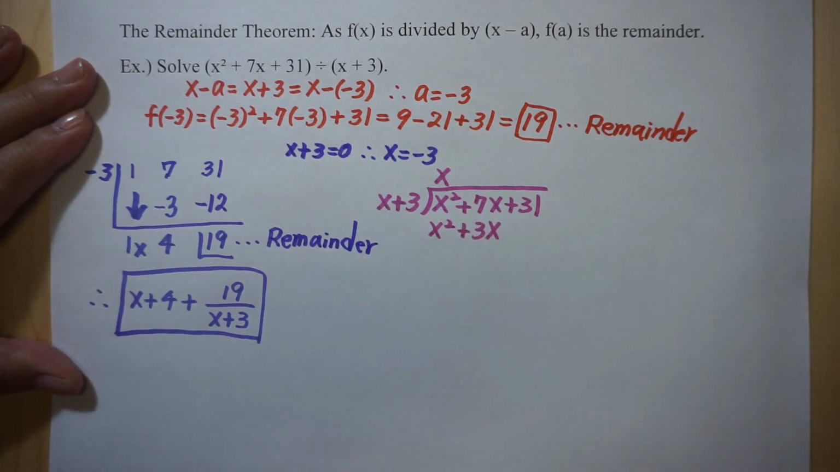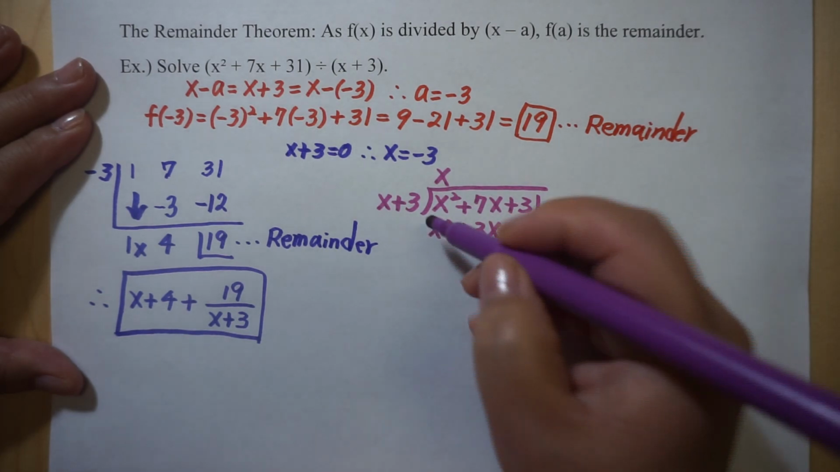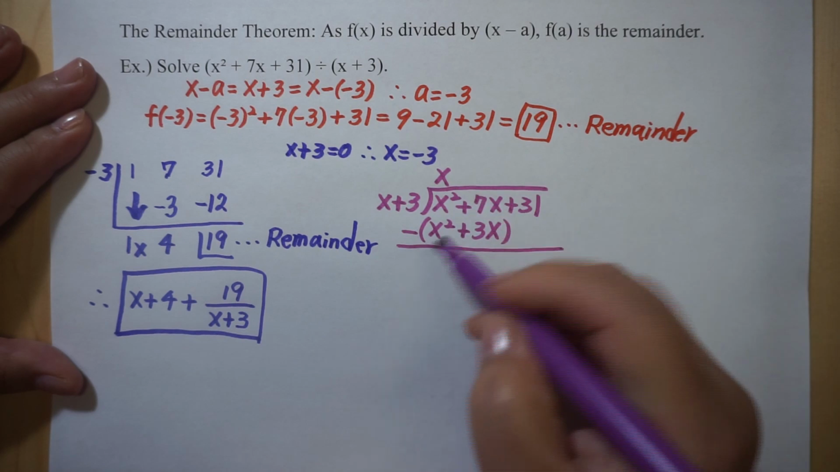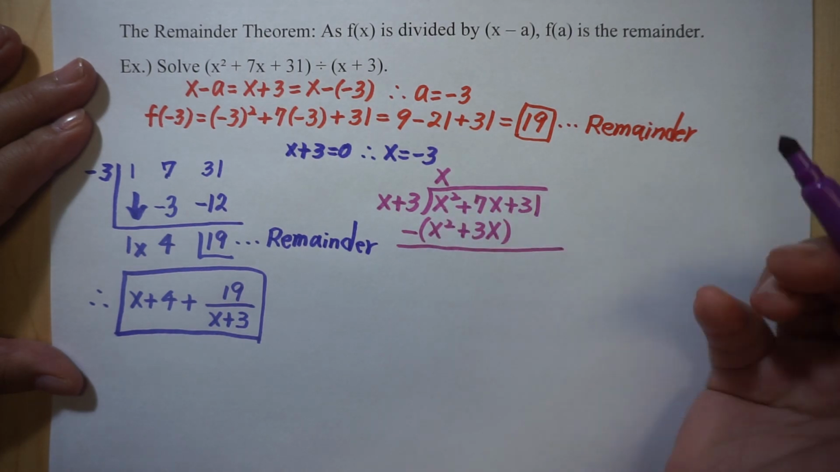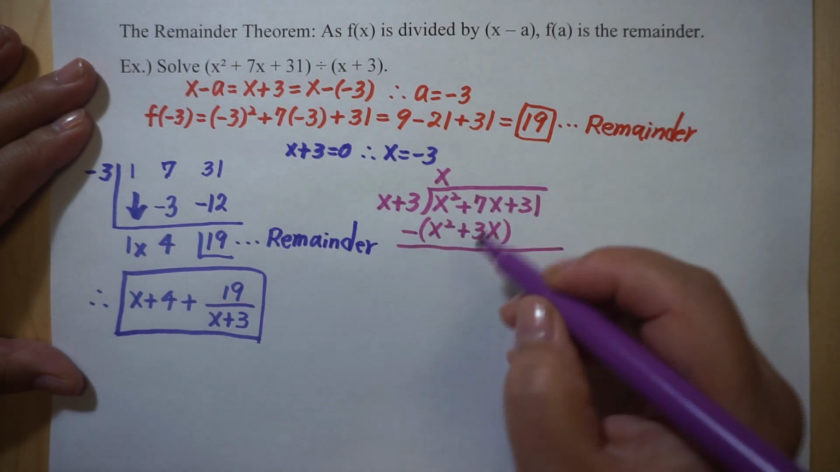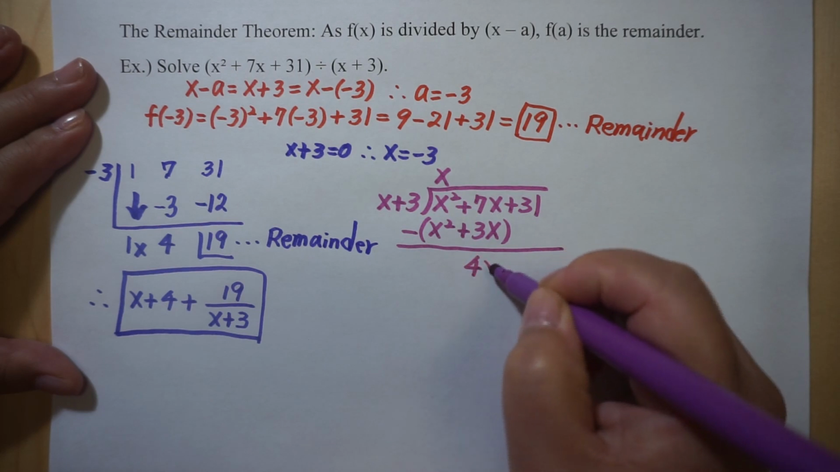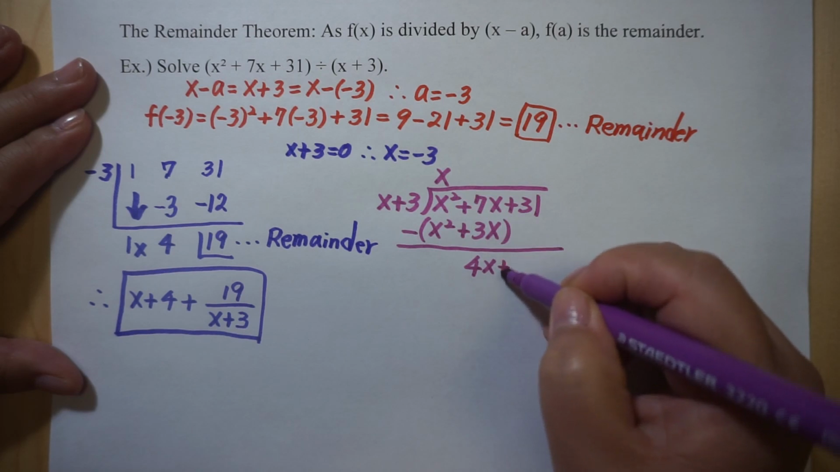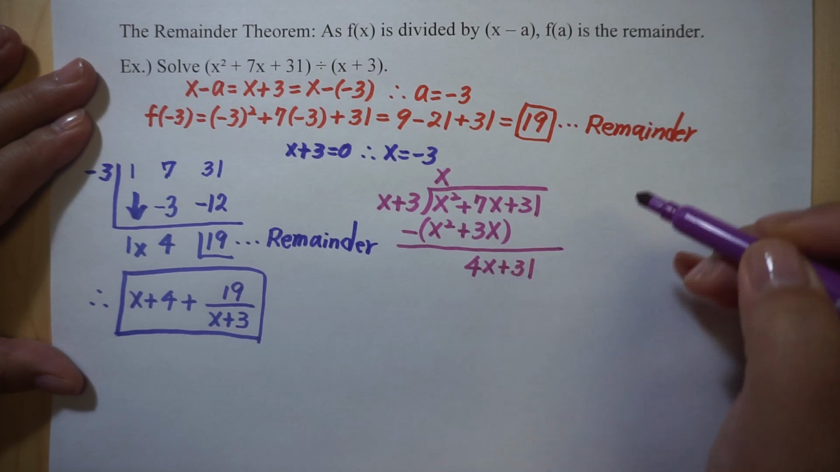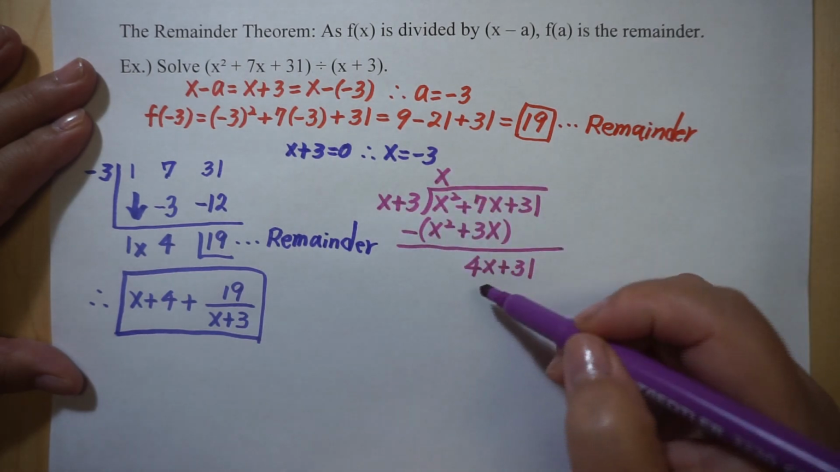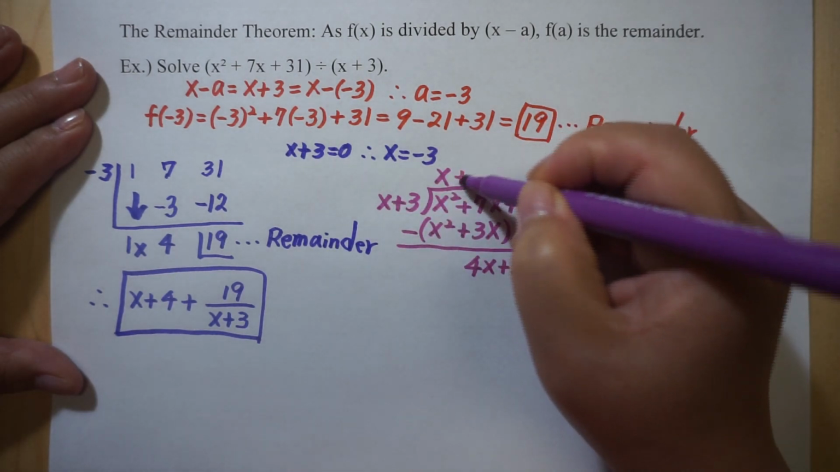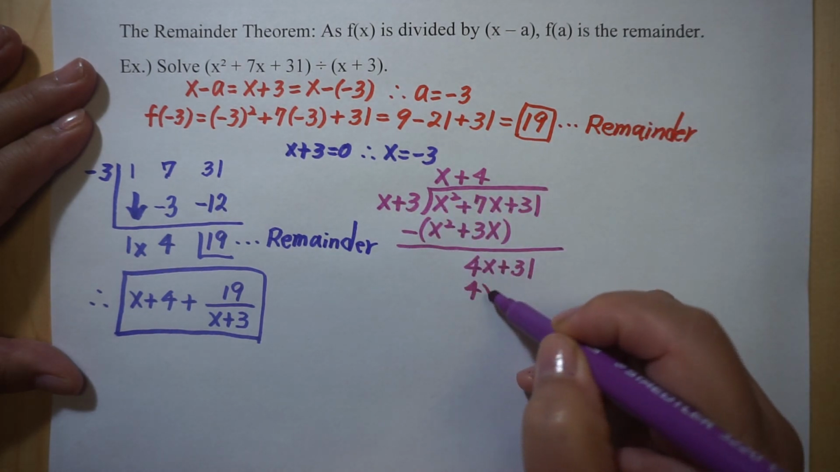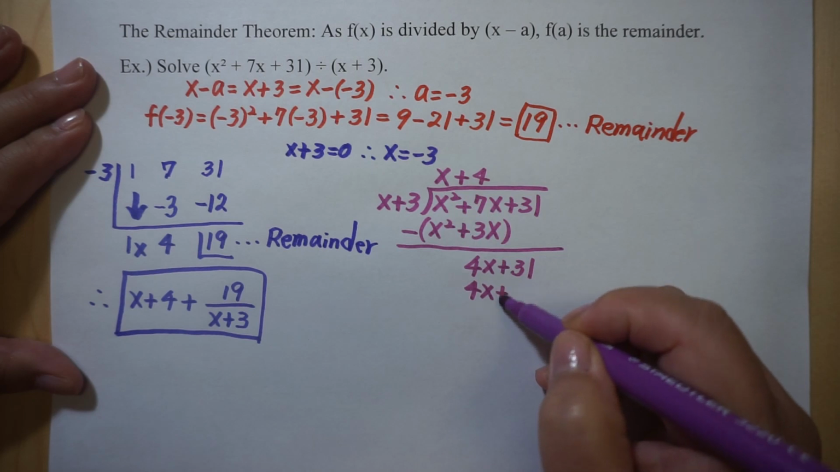And what you have to do next? You have to subtract. X squared minus x squared is 0. And 7x minus 3x is positive 4x. And then you have to bring down this number here, plus 31. And then what number times x will be 4x? That is positive 4. 4 times x is 4x. 4 times 3 is positive 12.